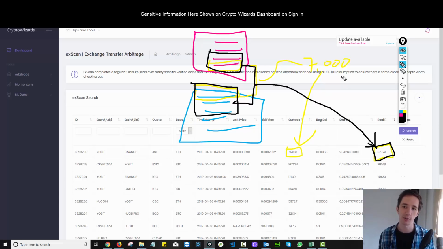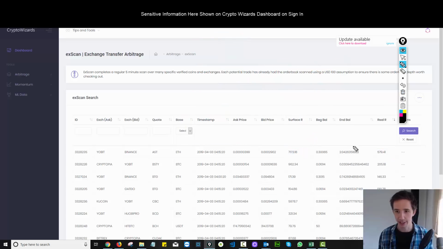And it uses US dollars because everyone understands the value of 100 US dollars. It's actually using US dollar Tether, but same thing really. So that's how that's working. That's what that's doing right over there. So Smart Scan.